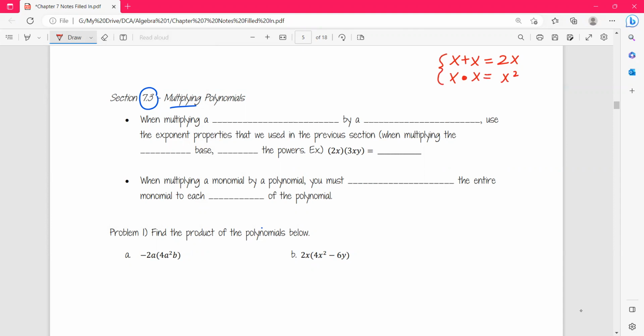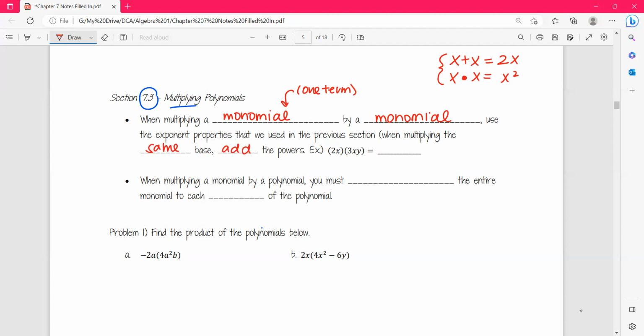Okay, so when we multiply a monomial by a monomial, and remember from the last section, a monomial is just one term. It's just one term. We use the exponent properties that we used in the previous section when multiplying the same base. So we have to have the same base number and add the exponents, right? Multiply variables, we add the exponents.